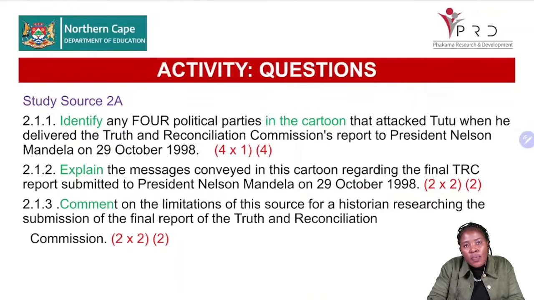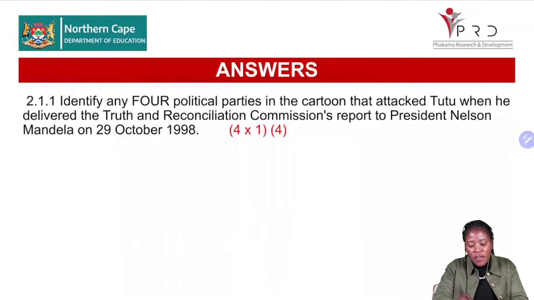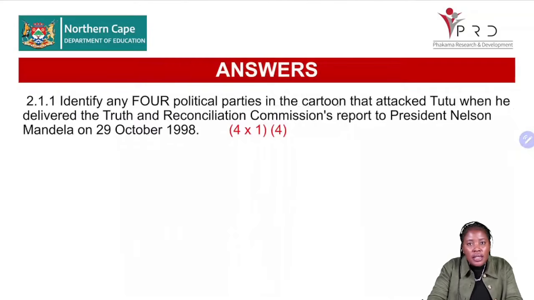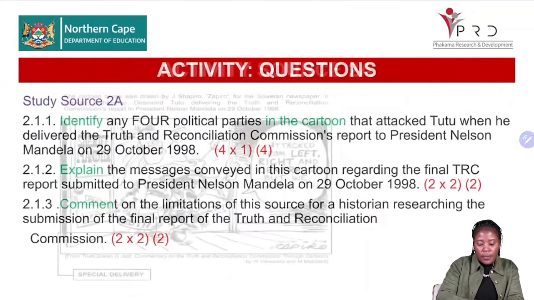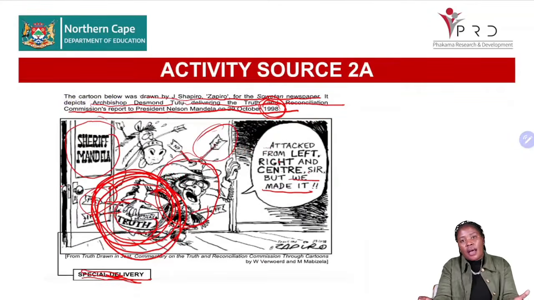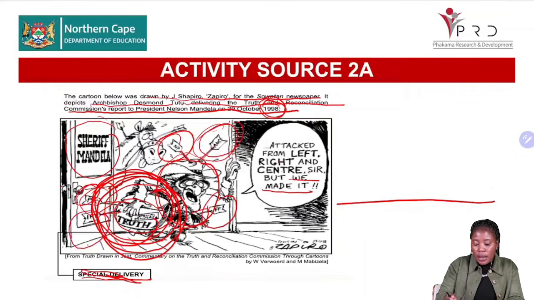Welcome back, learners. Hope we had enough time to answer the questions. Now let us go through the answers. 2.1.1, identify any 4 political parties in the cartoon that attacked Tutu when he delivered the Truth and Reconciliation Commission report to President Nelson Mandela on 29 October 1998. Now learners, if you go back to the cartoon, there are many political parties, but here you are only expected to give only 4. Those are the political parties.